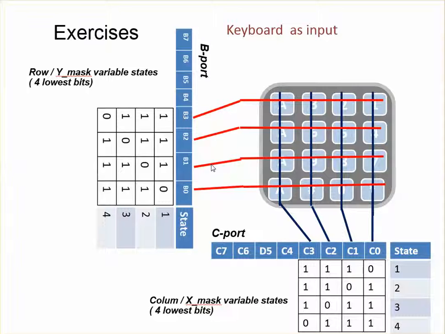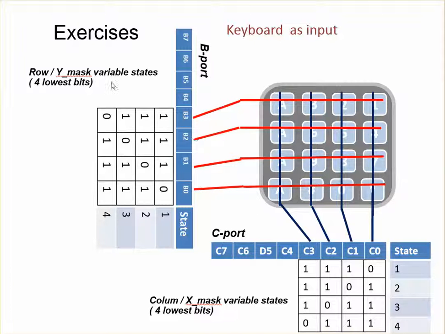So we are now putting 0 volt here, and plus 5 volt on the others. Now we can read this row here. And in the same way, by changing the 0 to the next lines, we can read all these rows. Of course, each time one row is activated, we have to check which key is pressed in the column direction.